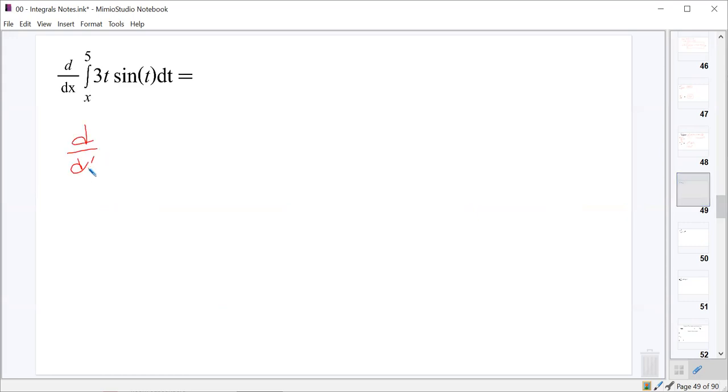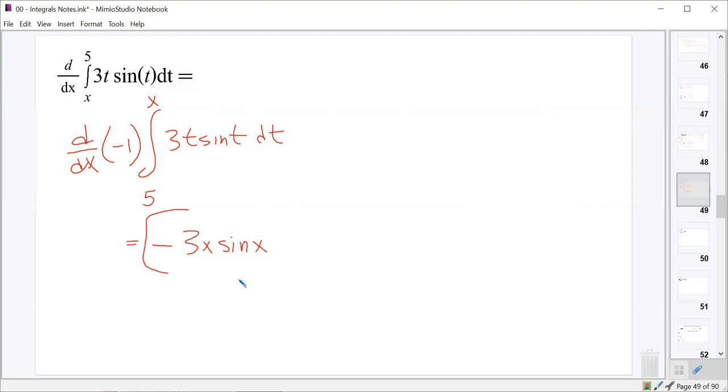Now I have a derivative with respect to x of -1 times an integral from pi to x of 3t sine t dt. And, well, taking the derivative of -1 times something is just taking the derivative of the thing and then making it negative. So this just becomes negative 3x sine x. So, not too bad.